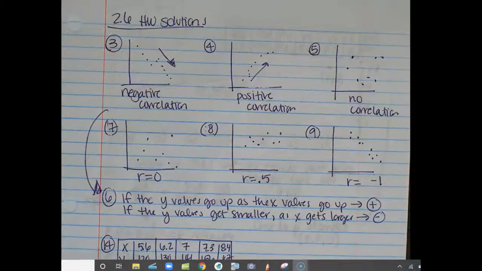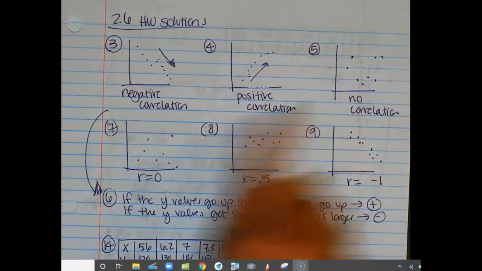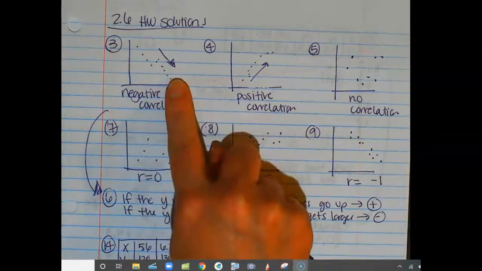Hey guys, so let's go over homework from 2.6. Pull that out. You had 6 questions that just talked about whether there's a relationship or not. You have a lot of these in Khan Academy as well, so not a whole lot of homework last night. 3, 4, and 5, where can you tell that this is close to a line?